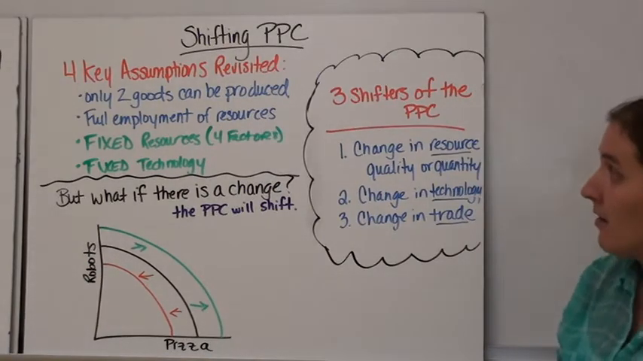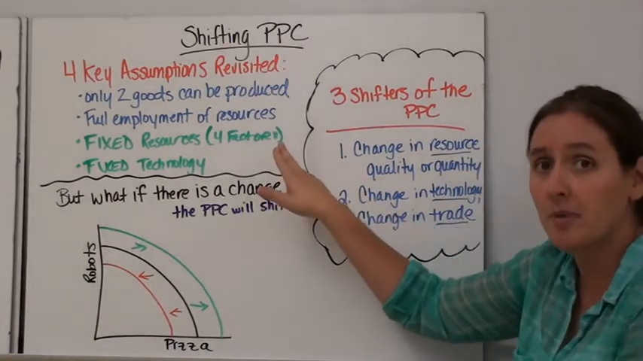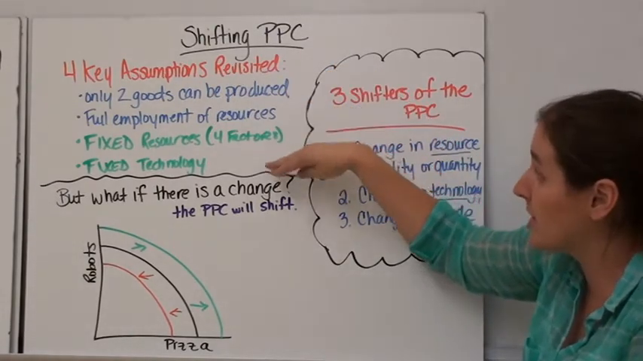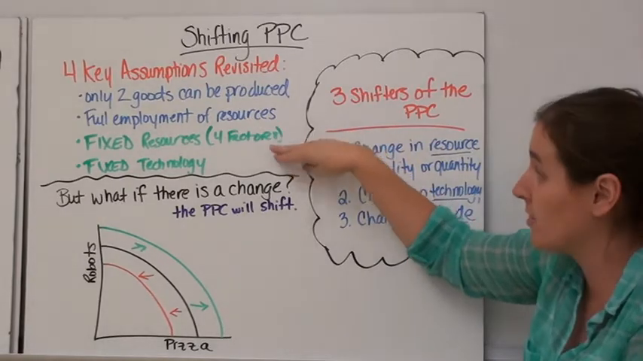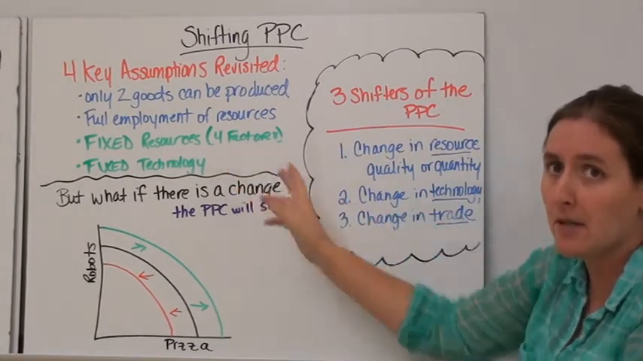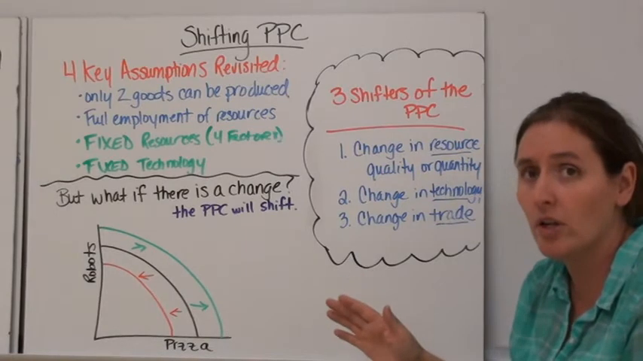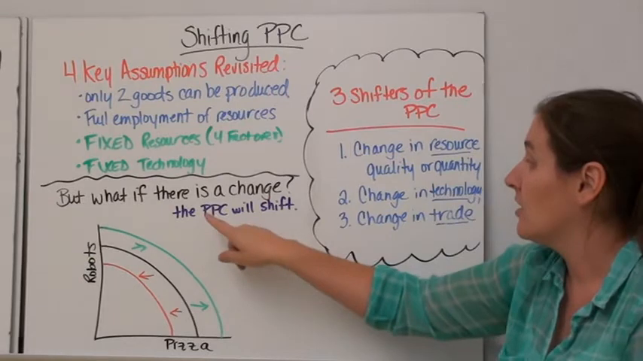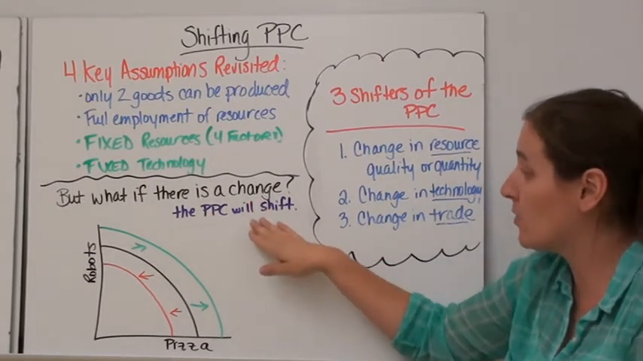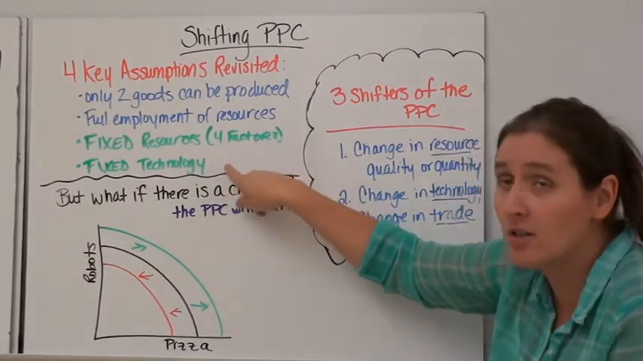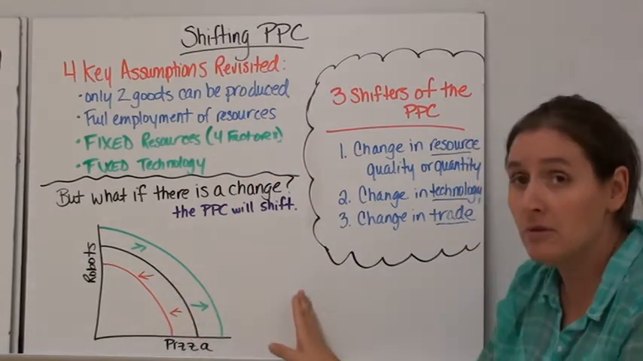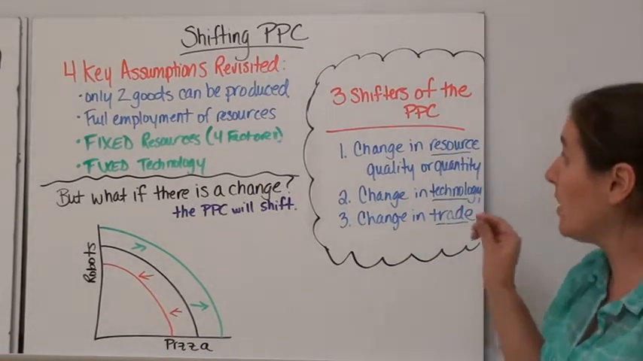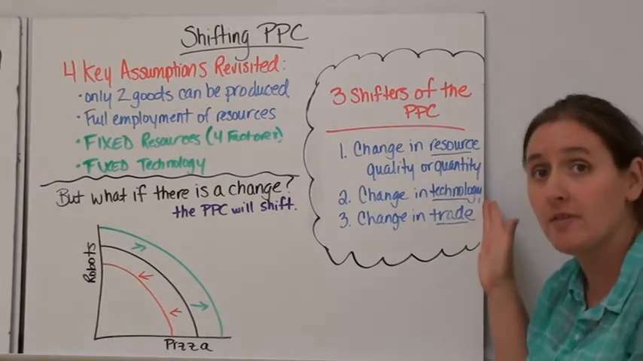Shifting PPC. Now remember the 4 assumptions of the PPC. Only 2 goods can be produced, full employment of resources, fixed resources, those 4 factors of production, and fixed technology. Okay, when you look at a PPC, that's what you're assuming. But what if there's a change? What's going to happen? The PPC will shift. If there is a change in one of these, the PPC is either going to shift out or shift in. These are robots and pizzas, okay? And these are the three things that can shift a PPC.